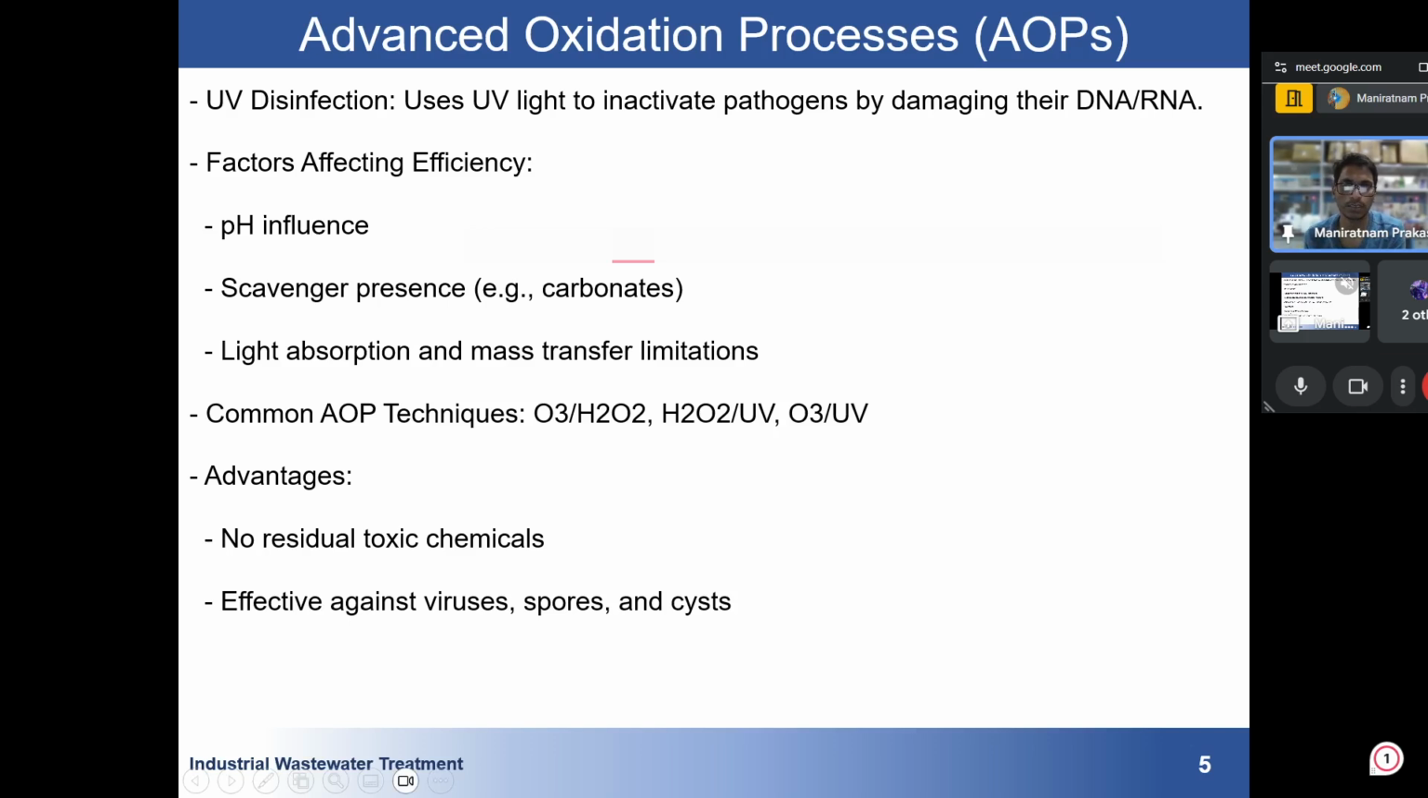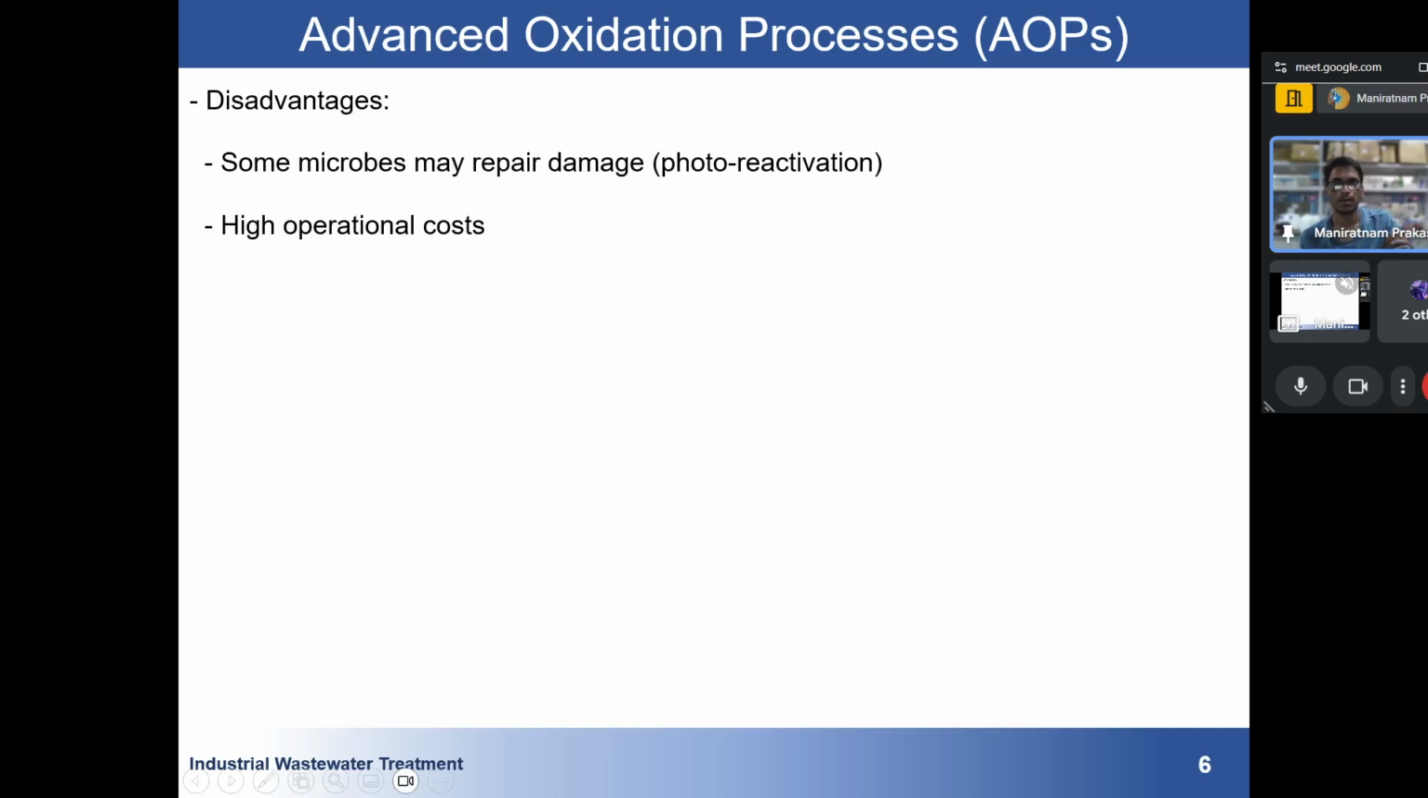Effectively, no residual toxic chemicals are left here. It is effective against viruses, spores, and cysts, and as we have seen, it damages the DNA. So UV is very effective against viruses, spores, and cysts. There are some disadvantages also. The first is that it is very costly. The use of UV is very costly.